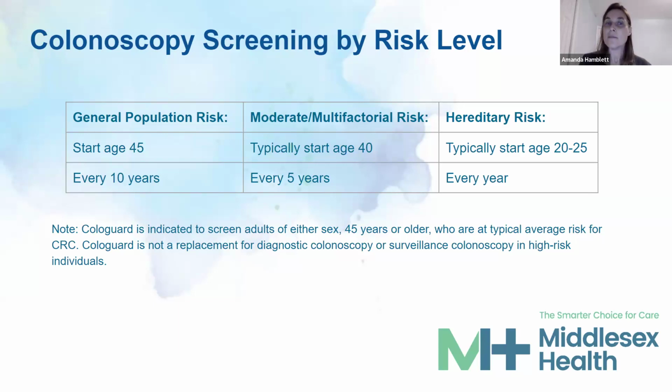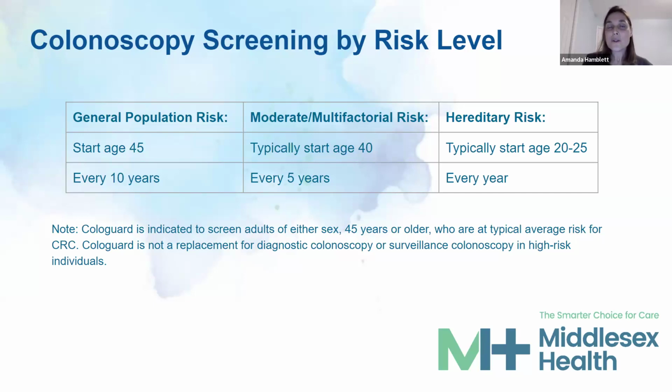But if someone has multifactorial risk, and that risk is a little bit higher, say 8% instead of 4%, then we oftentimes start colonoscopies at the age of 40 instead of 45. If someone has a family member who had colorectal cancer even younger, then we may start the colonoscopies younger. And if someone has hereditary cancer risk, we oftentimes start colonoscopies even younger, at age 20, and do them every year. So our colonoscopy screening really does have to match our level of risk.